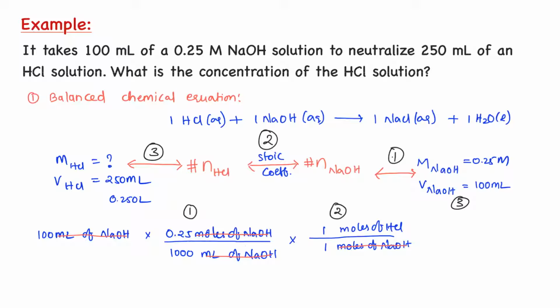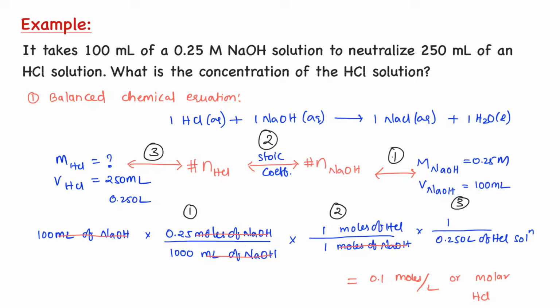If I divide the number of moles of hydrochloric acid with the volume of hydrochloric acid solution, I get 0.1 moles per liter or 0.1 molar hydrochloric acid solution, which is the final concentration of hydrochloric acid solution.